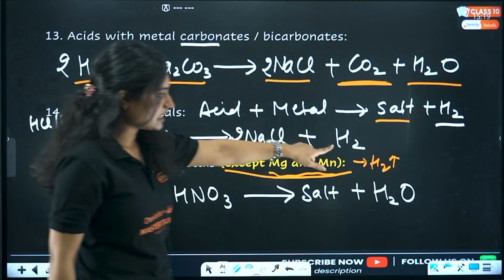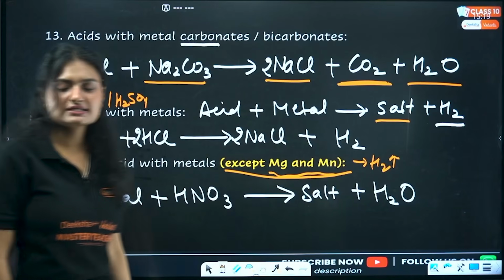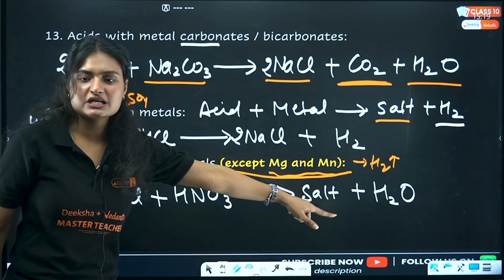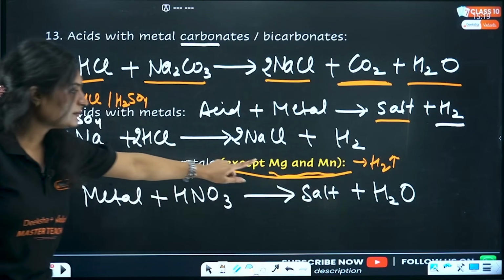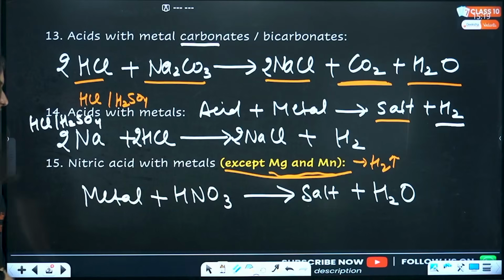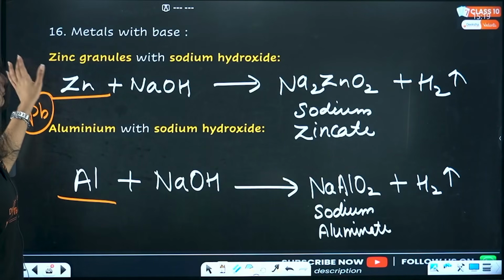It oxidizes hydrogen to water. That's why we do not get hydrogen gas, we get water. But for magnesium and manganese, when they are treated with dilute nitric acid, we get hydrogen gas. Next is your metal with bases.